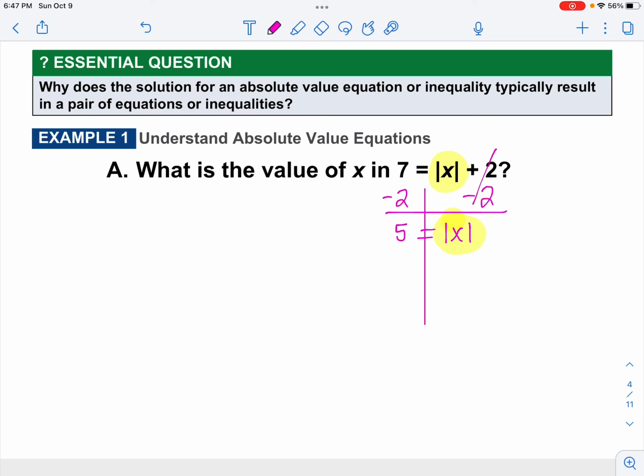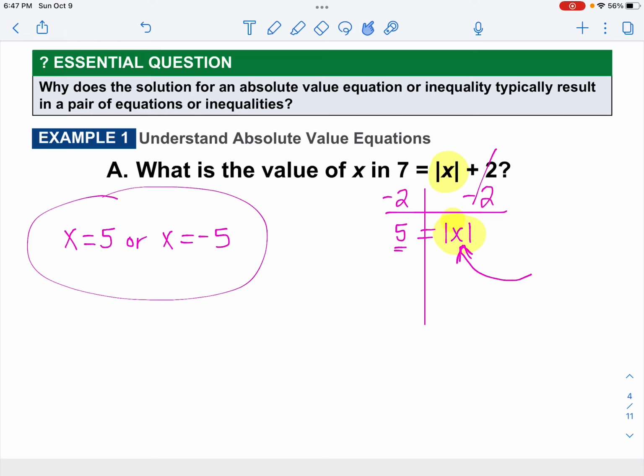My next step is to set my solution one equal to a positive number, and we'll have one equal to a negative number. The reason being is because when x is inside of these bars, we don't know if x is positive or negative. All we know is when it simplifies, we end up with a positive number. So that's why you need both solutions for x.